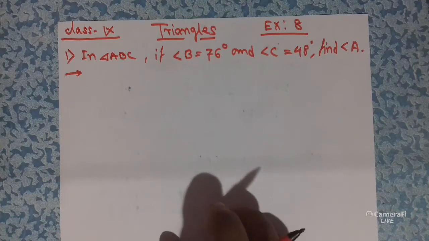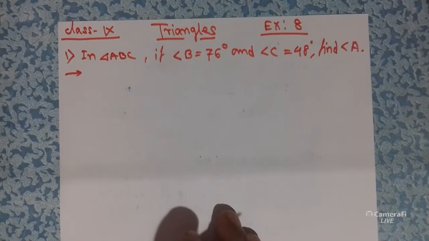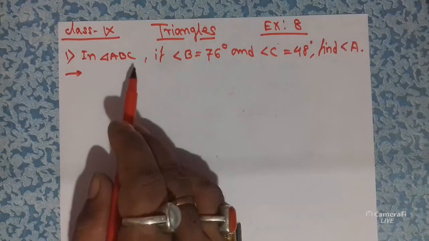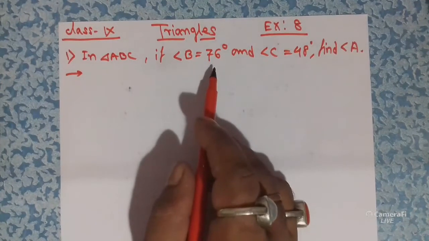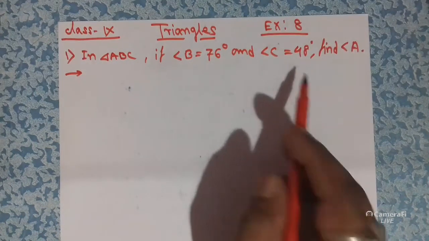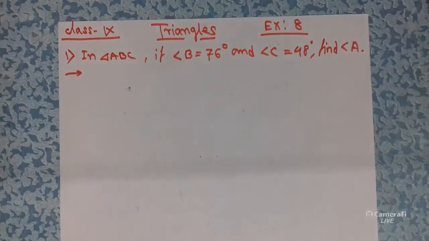So we are discussing triangles. Today I am going to solve some maths from exercise 8. Today's first problem is: in triangle ABC, if angle B is equal to 76 degrees and angle C is equal to 48 degrees, find angle A.